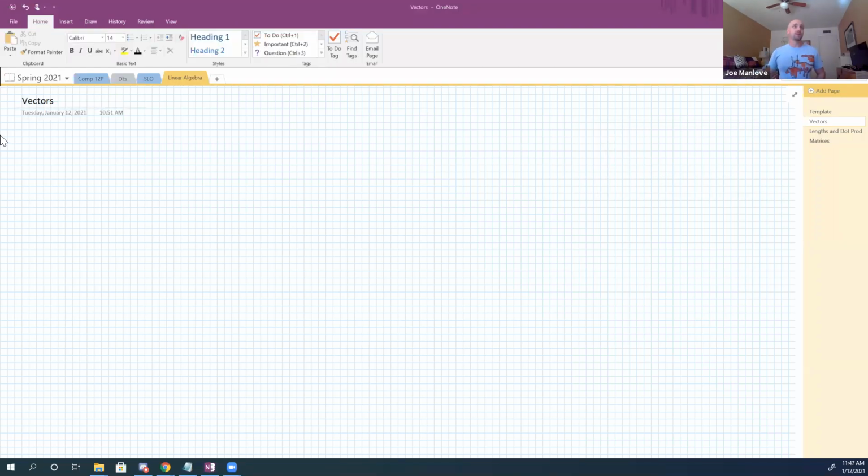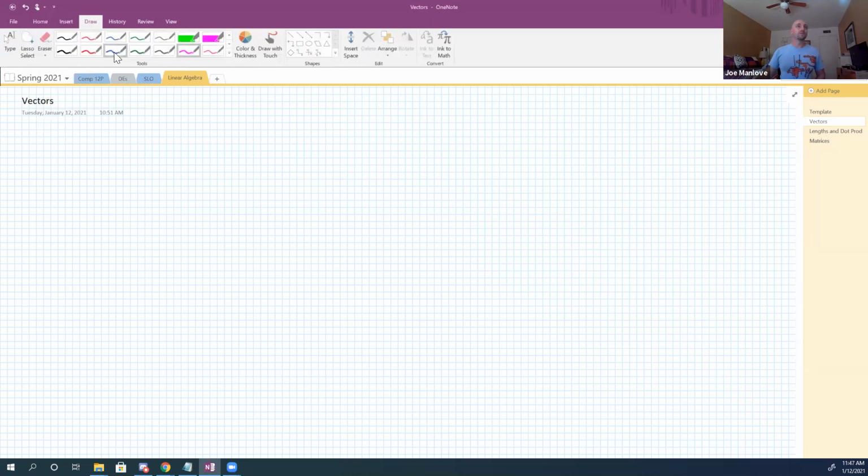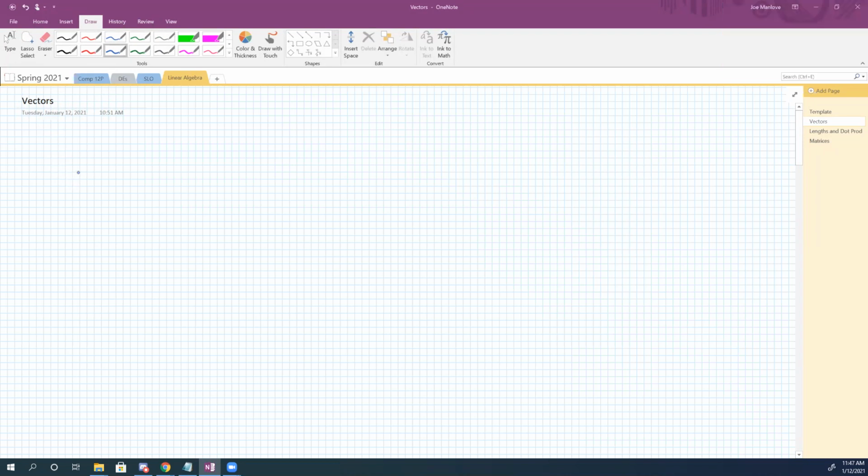Okay, so let's talk about vectors for a hot second. Anybody care to tell me a thing they know about a vector? It's got direction. Good, a vector has a direction.